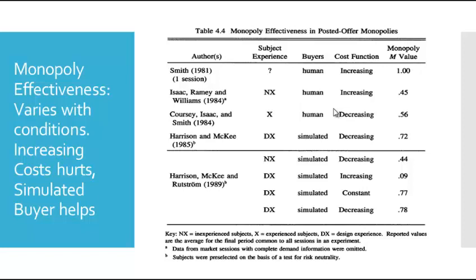So the first condition is subject experience. X is experienced, dx is design experience but not particular experiment experience, and nx is no experience. And the buyers can be human, in which case, especially against monopoly, the buyers may refuse to buy when they can do so, to try to make the monopolist lower the price.